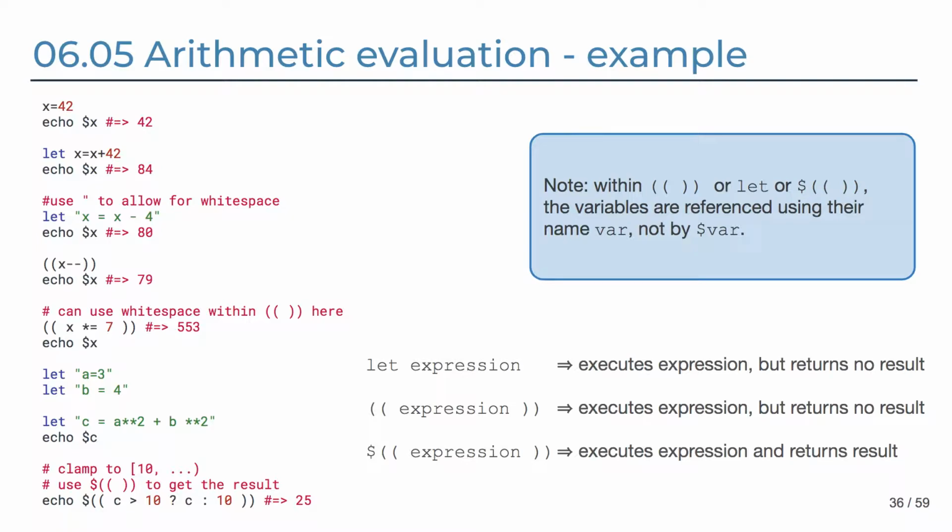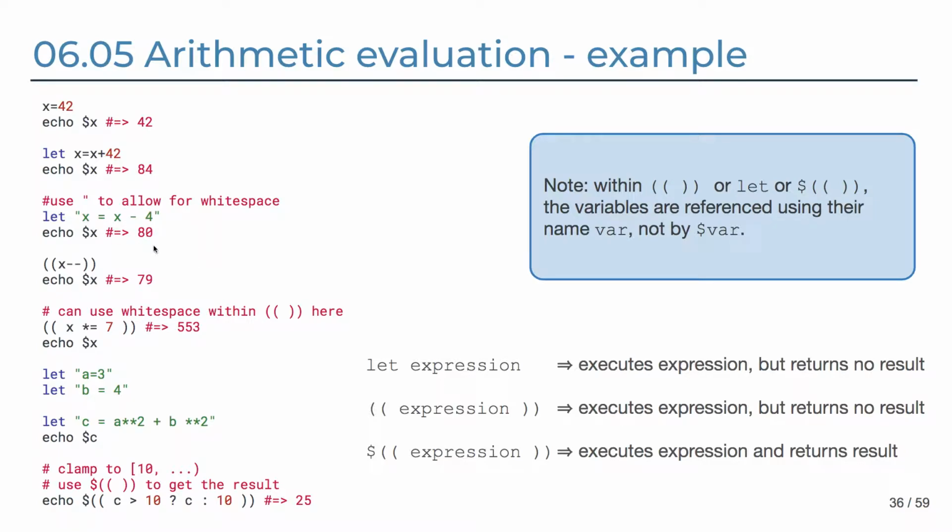So let's have an example of how this works. We can define a variable x equals 42. Then if we echo it, 42 is the result. Now we can add 42 to this variable. We do this with the let statement, so we write x=x+42. The important part here is that there is no white space in this expression. That is because Bash splits commands according to white space. However, there's one way to use white space in your formulas, and that is to put quotes around them.